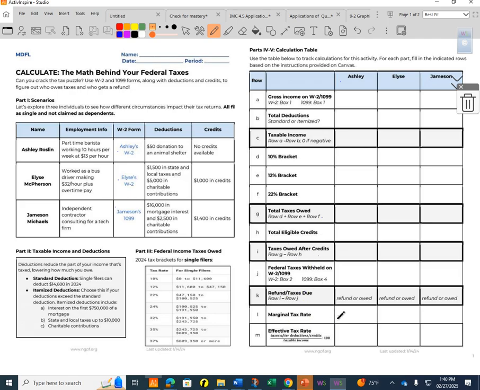We should know what a marginal tax rate is. Remember, that is the greatest percent they pay for taxes. So, for instance, if somebody makes $100,000, then their highest tax rate that they're going to pay on part of their money is 22%. That's going to make 22% their marginal tax rate. But their effective tax rate, you're going to use this formula. And then that's what you're going to put here.